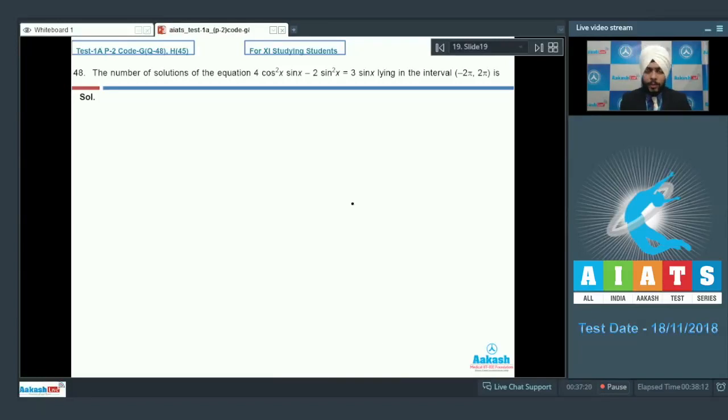So let us convert cos square x as 1 minus sin square x, and the whole equation will be converted into sin x, and it will be a polynomial in sin x then. Okay, so writing cos square x as 1 minus sin square x, I have 4 into 1 minus sin square x into sin x minus 2 sin square x equal to 3 sin x.